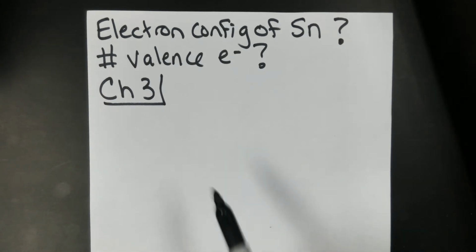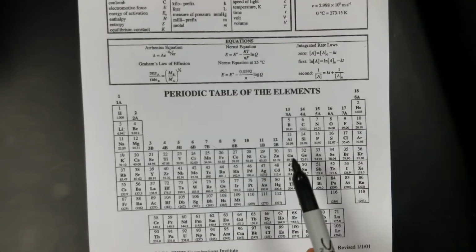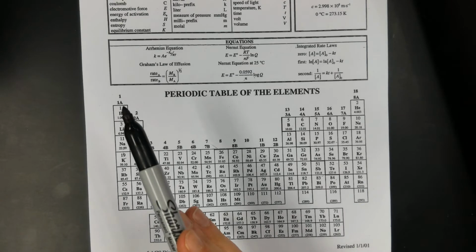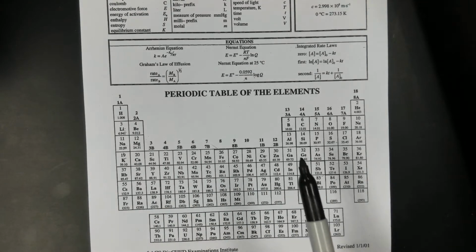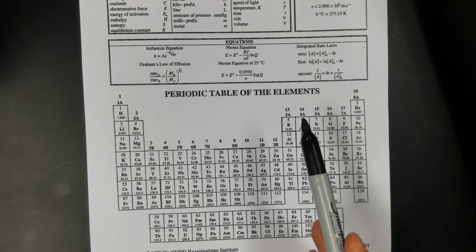So what I would do is locate tin on my periodic table, and tin is right here. It's number 50, right? So I'm going to have to go all the way, starting from here, to number 50. I'm not going to make you write this much on the exam, but let's identify other things about it. It's in group 4A, right? So how many valence electrons should it have? 4. Let's double check.